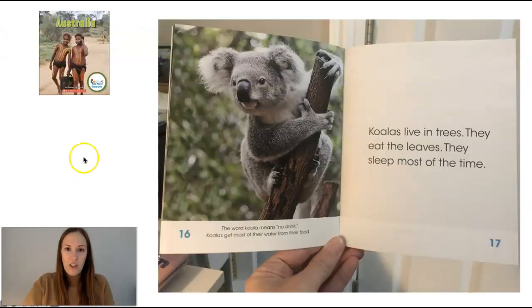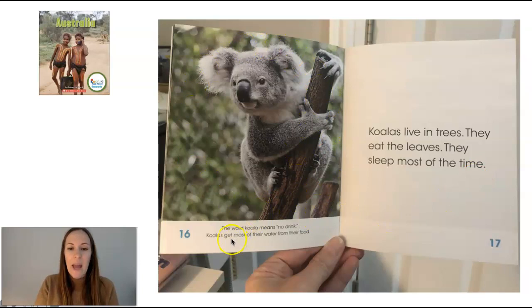So to start, we're going to look at the page from the book Australia about koalas. Look at the picture and listen while I read the words. Koalas live in trees. They eat the leaves. They sleep most of the time. Here's a photograph of a koala on a tree, and the caption at the bottom says, "The word koala means no drink. Koalas get most of their water from their food."